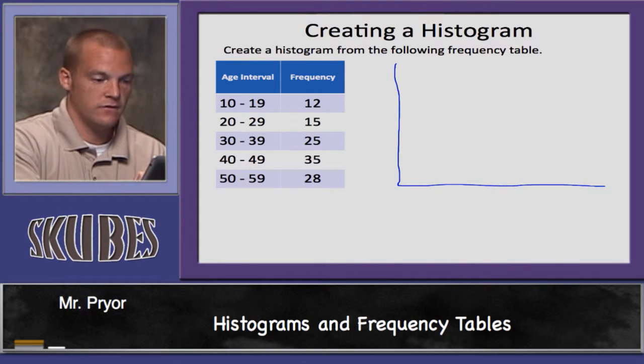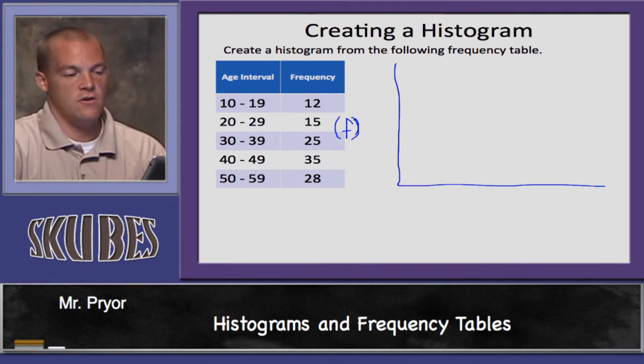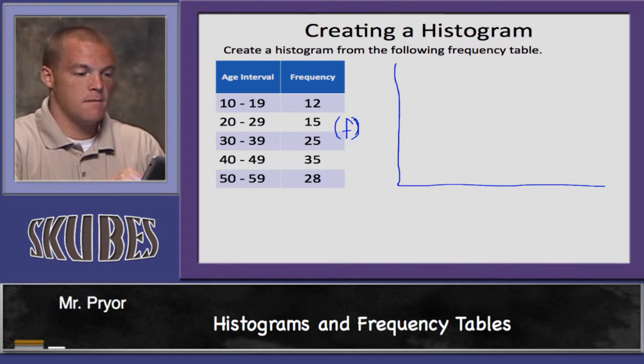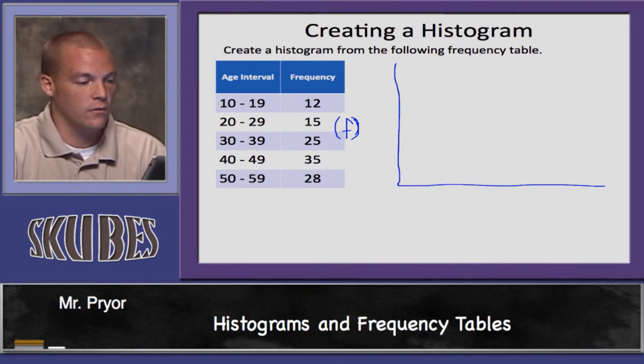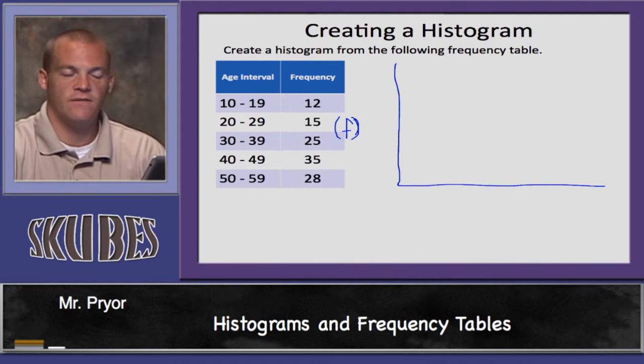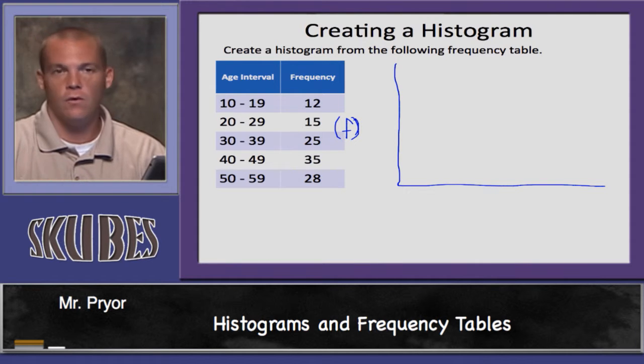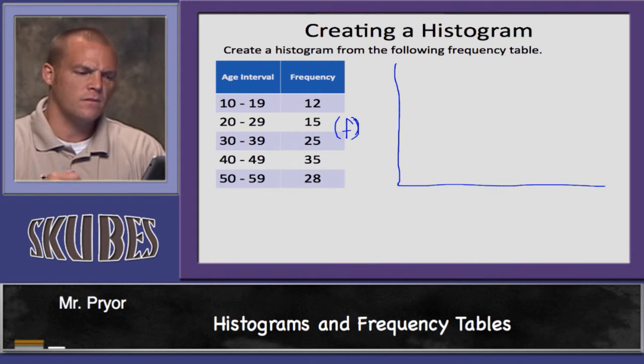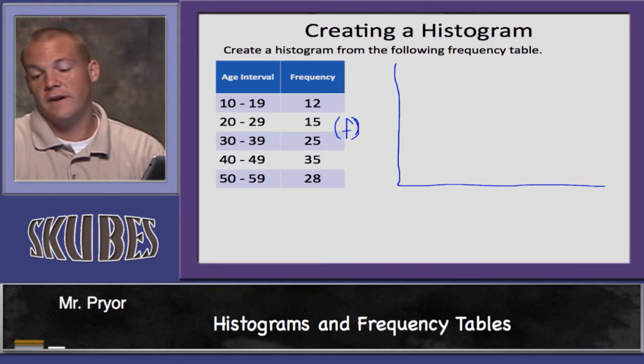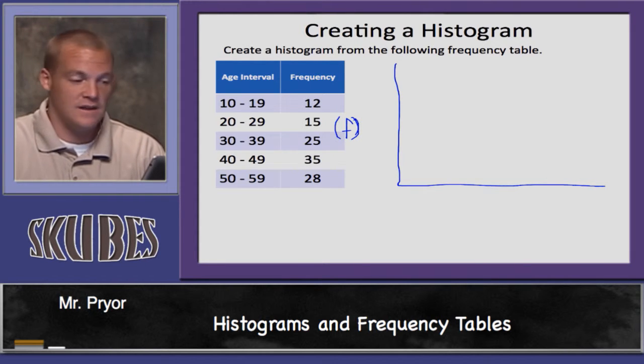Alright, so I'll just mark that with an F, make sure I have enough room here, and then your age intervals will go on the bottom. I'm going to go ahead and number out my y-axis though really quickly. You pretty much have to determine, based on the numbers that you have, what would be the best interval, or numbering system, to use. You can do by 2s, by 5s, by 10s, even by 15s if need be.